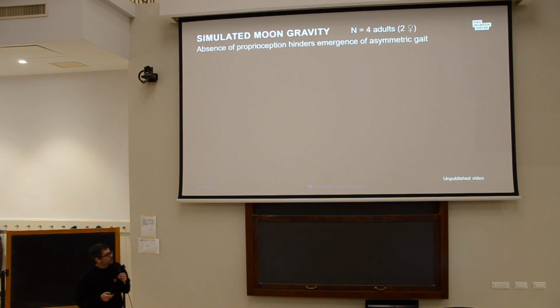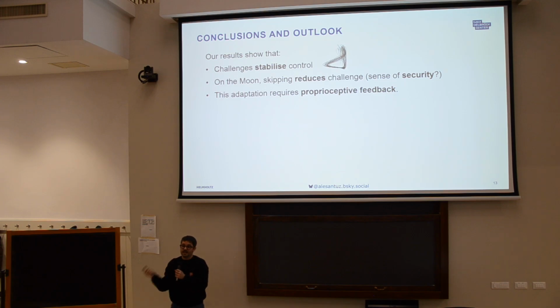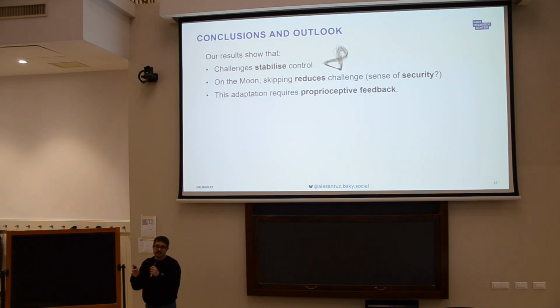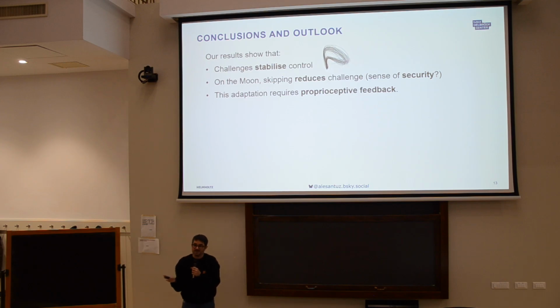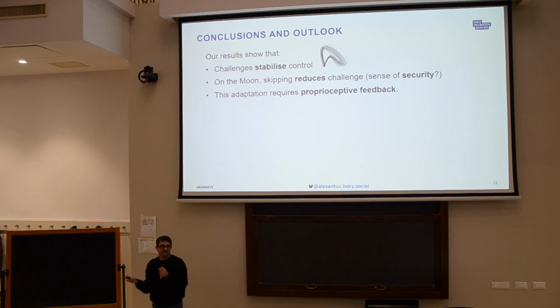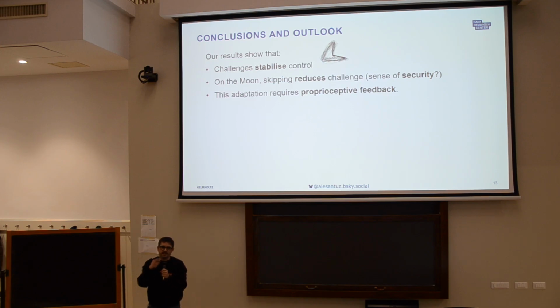So just to wrap this up, we can show here that, first of all, challenges stabilize control, as opposed to kinematics being destabilized. That on the Moon, skipping reduces challenges, and possibly this is what Gene Cernan meant with sense of security, question mark. And this adaptation indeed requires proprioceptive feedback, although here we cannot directly show, and we are working on this, that it is the main driver of it.